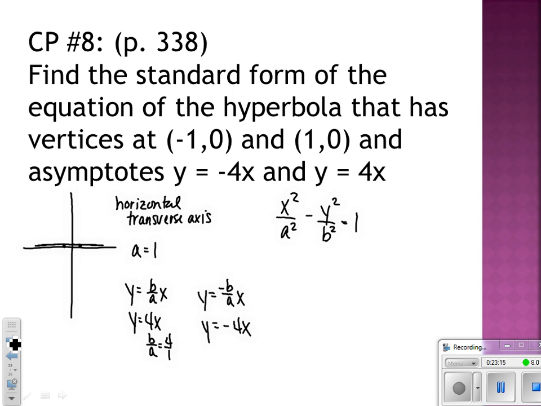Using that, I can come up with my equation that I need to write. So x squared over a squared, we said a was 1, minus y squared over b squared, b was 4. And if you wanted to clean that up, we would see x squared over 1 minus y squared over 16 equals 1.